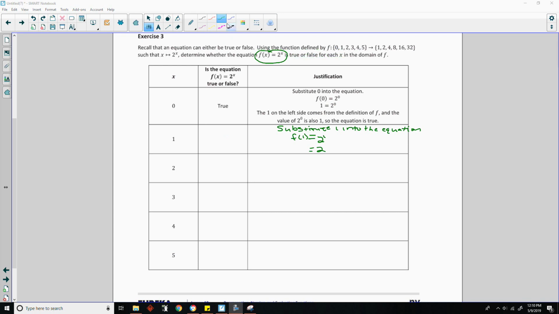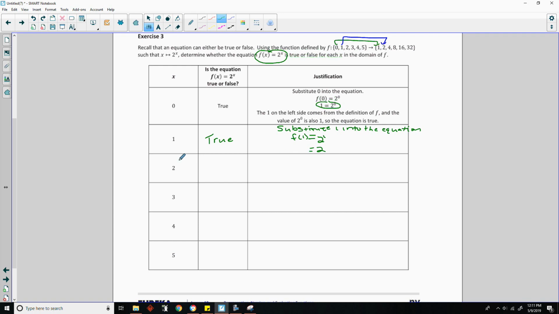So if we look up here, what is happening is it mapped 0, plugging 0 in and getting us 1. That's why that is true. Now we plugged in 1, and we got 2. So that is true. Let me switch back to green for that. That is true. Okay? And then we keep doing that.